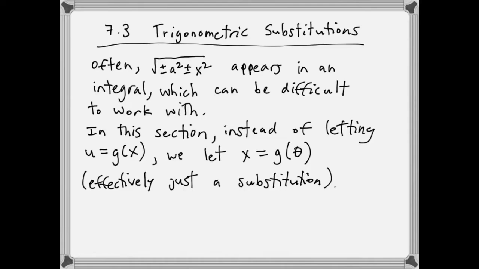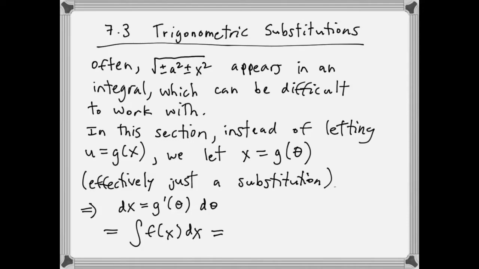Now, if you do x equals g of theta, then this means that dx is g prime of theta d theta. And so this means that when you have an integral that looks like this, integral of f of x dx, this becomes the integral of f of g of theta and then g prime of theta d theta. In other words, it looks like the u substitution but going the other way.